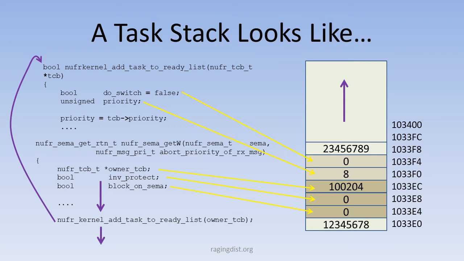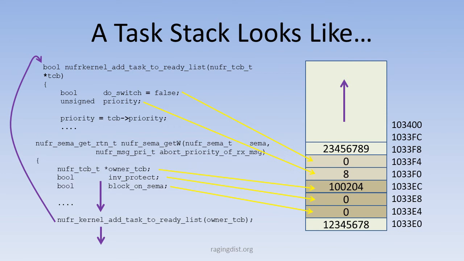So these variables here, starting with the NUFR summa get W function, you've got owner TCB, INV protect, block on summa. These are in the C programming language what's called an auto storage class. These are actually variables that the thread uses, that it manipulates data when it's executing, and these things are kept on the thread's stack. So what is a stack?